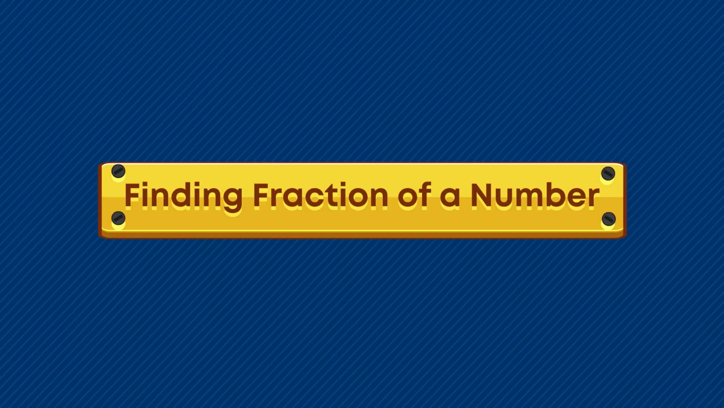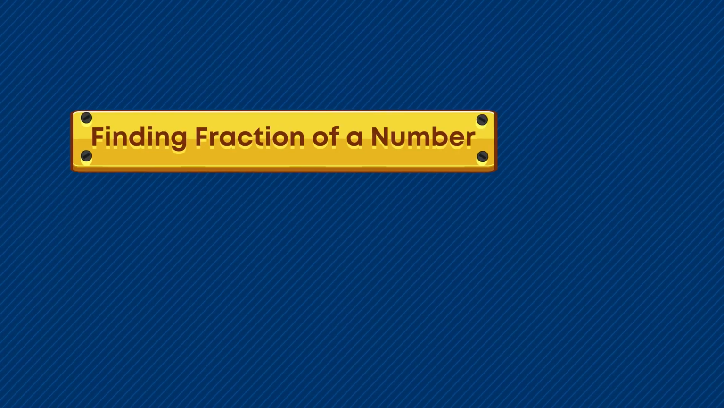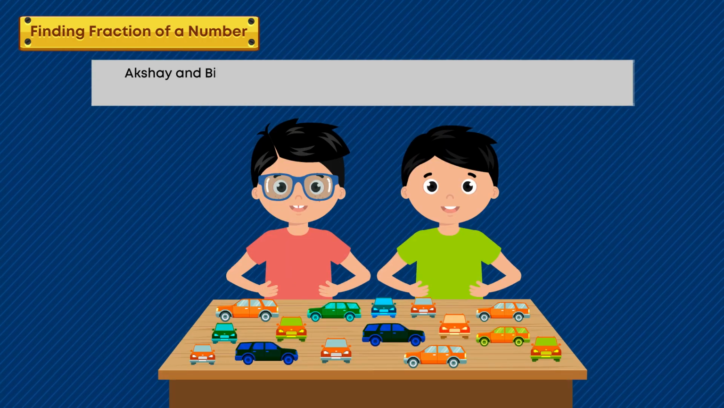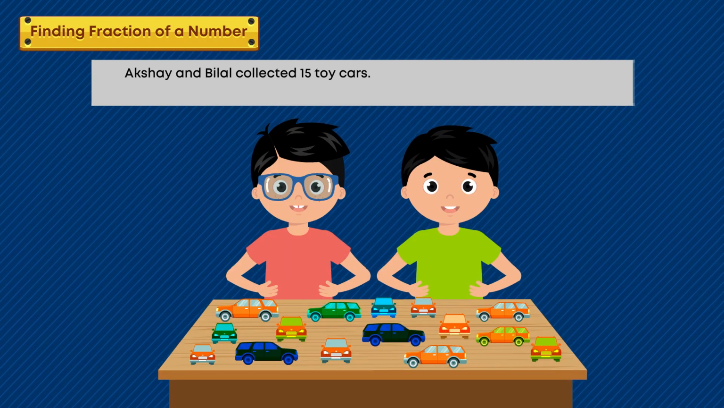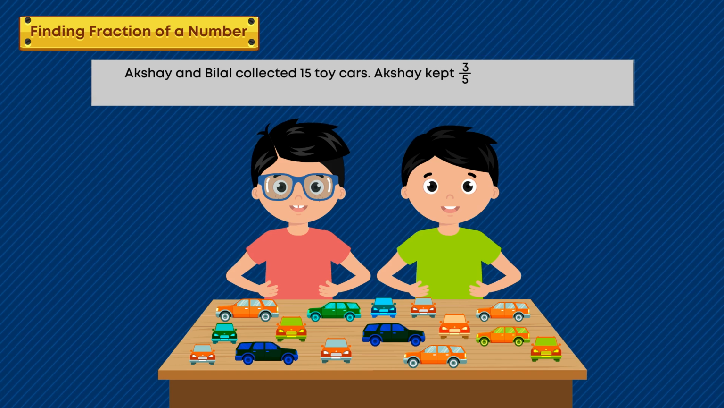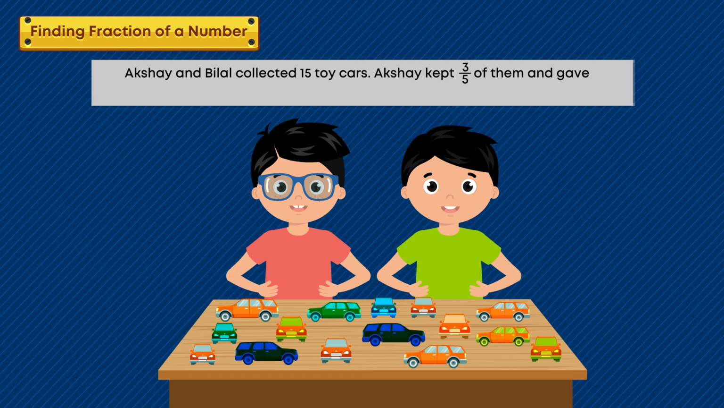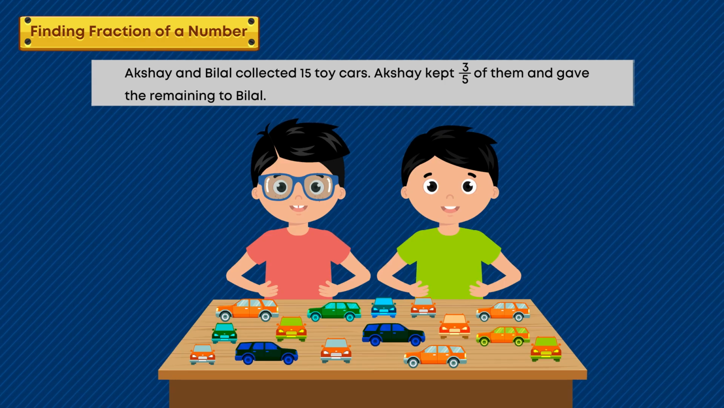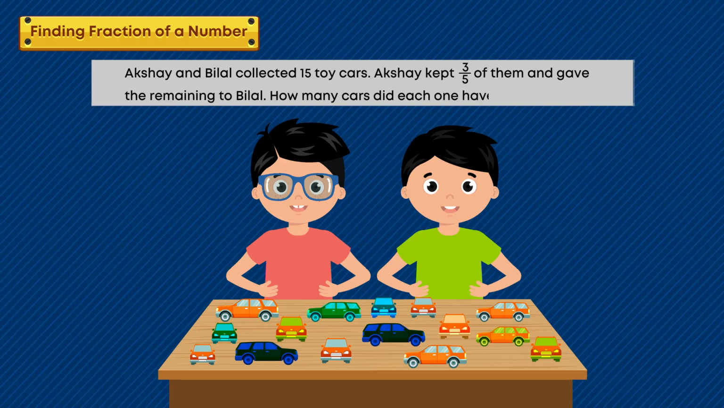Finding fraction of a number. Akshay and Bilal collected 15 toy cars. Akshay kept 3 by 5 of them and gave the remaining to Bilal. How many cars did each one have?